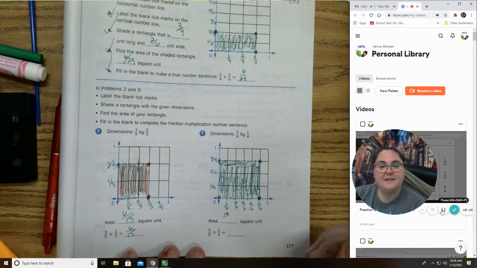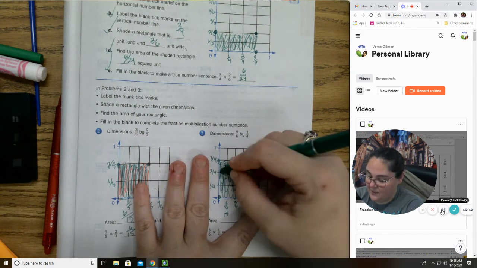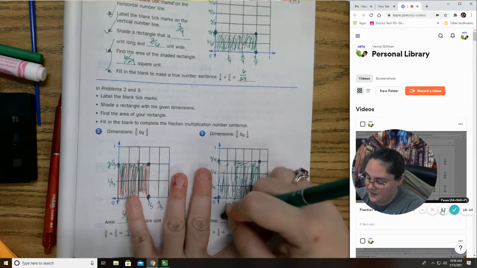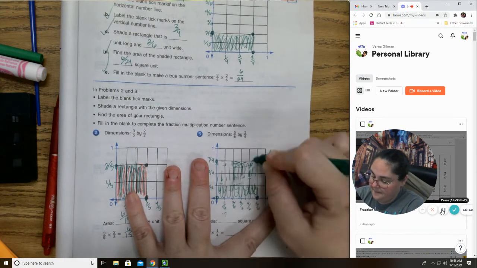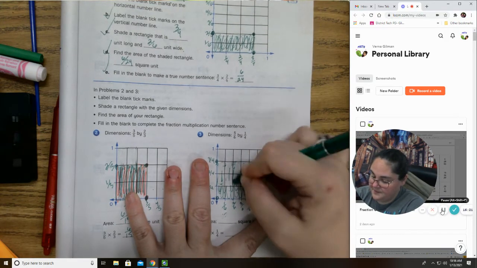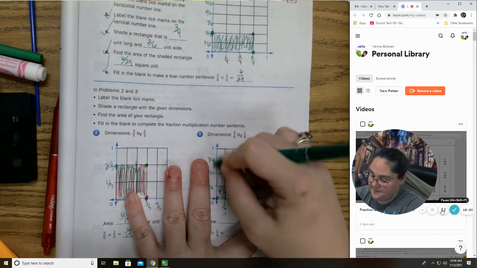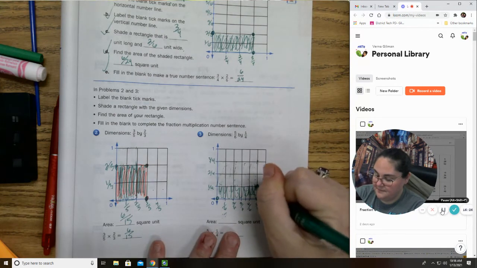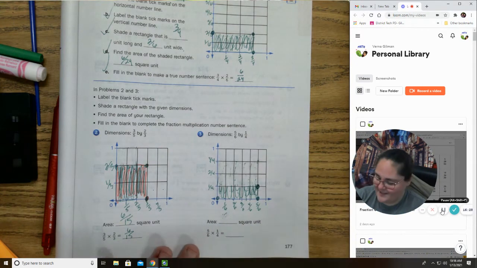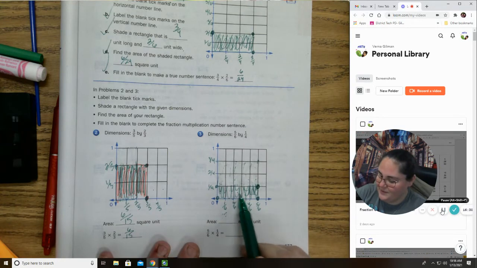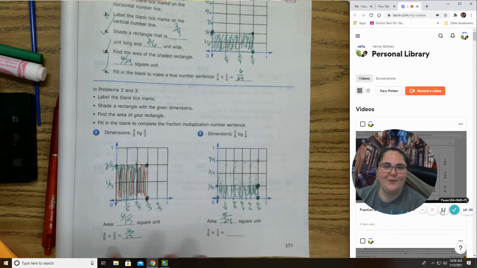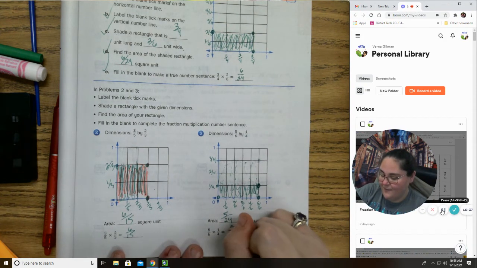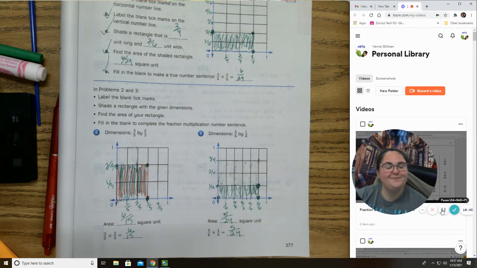Wait, guess what? I messed up. I didn't shade the right one. It's supposed to be 1/4, not 3/4. My bad. My 1/4 is right here. I'm sorry, guys. All right, now let's try it. 1, 2, 3, 4, 5 pieces are shaded, and there are 24 pieces total. 5 times 1 is 5. 4 times 6 is 24. There you go. That's how you're going to do this question.